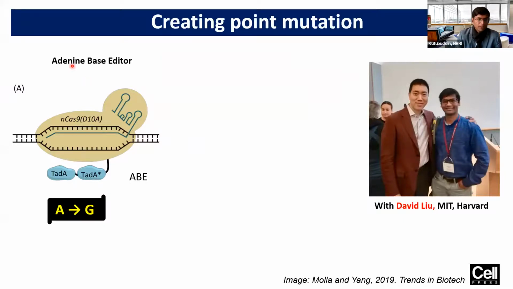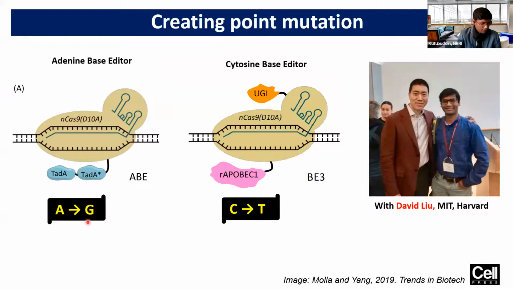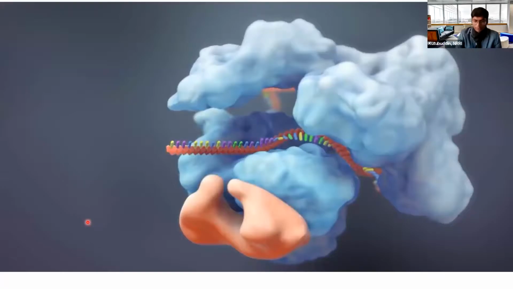And there are two types of base editor widely used. One is adenine base editor that can convert A to G. Another is cytosine base editor that can convert C to T. Now, this video will make you clear.